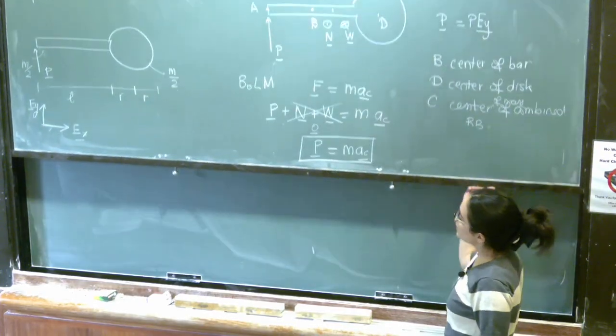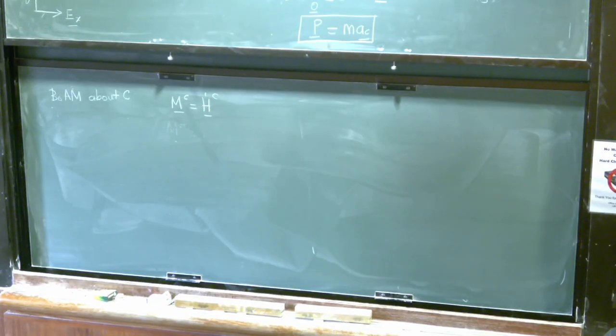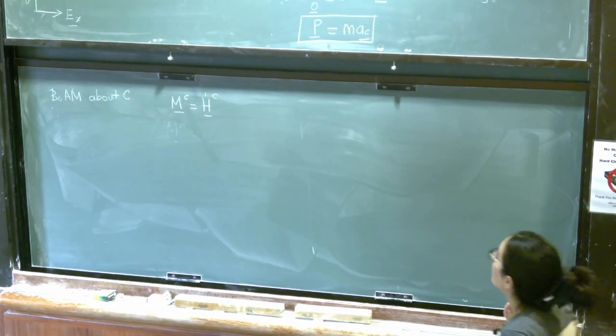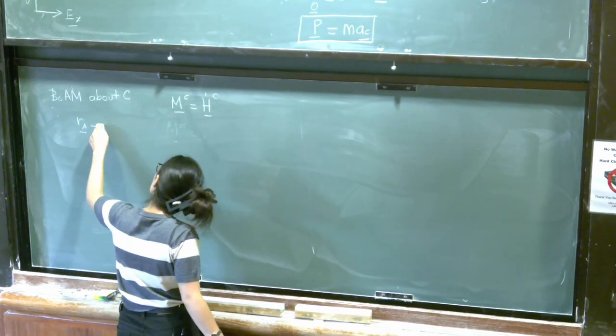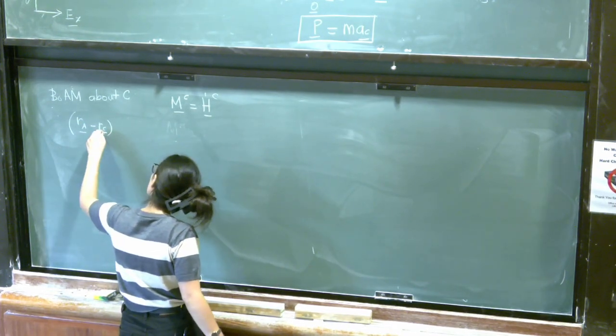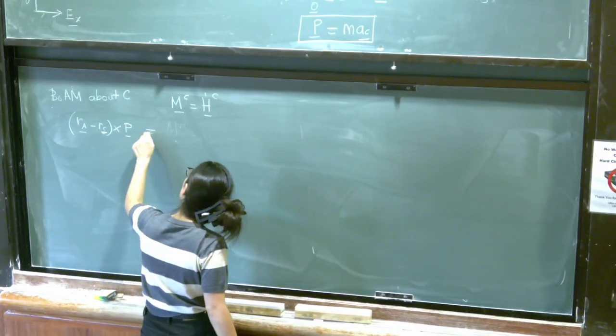So how do I calculate M_C again, the moment of the force at P about C? Yeah, R_A minus R_C cross P, is equal to H dot C.